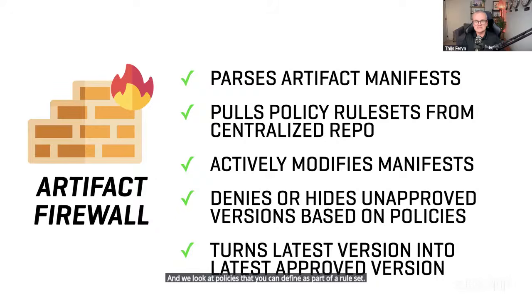And those rule sets could be hosted on a repo, could be a Git repo, and we'll pull it in and actively modify the manifests to deny access or hide unapproved versions based on those policies. So you as a user are none the wiser. You do your Helm install or your Docker pull or your npm install, and we'll make sure that if there's a version that is not allowed through the rule sets, to either deny access or just to hide it. And hiding means just turning the latest version of that artifact into the latest approved version.